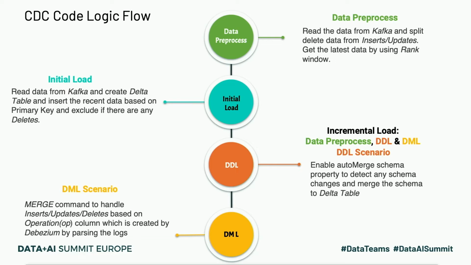During initial load, create a delta table and load it by excluding the deletes. As it is a new table, there is nothing to delete, so deletes are excluded during initial load. Once initial load is completed, from the next microbatch, we will be receiving incremental data. Next step is data preprocessing once again for incremental data and process the DDL and DML changes.